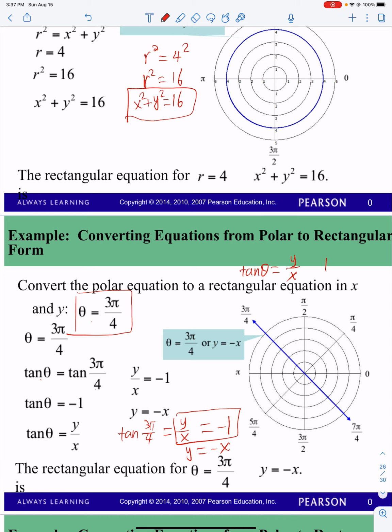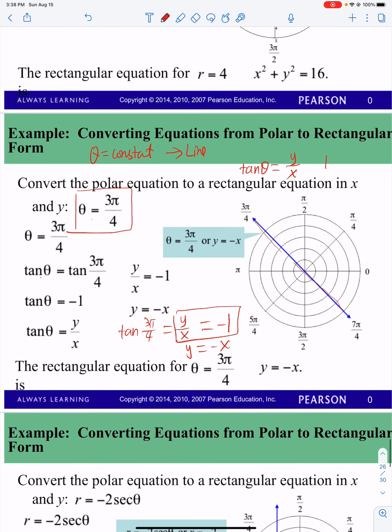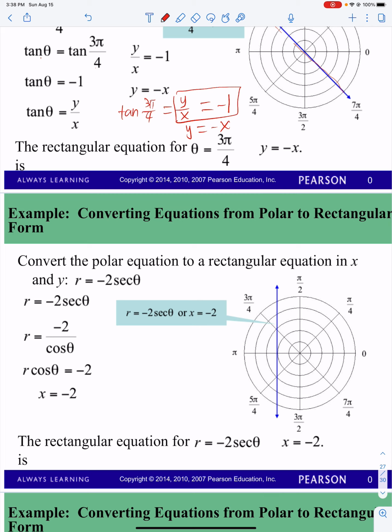Yeah? So in the polar coordinates, if theta equal to a constant, that's a line. So theta equal to a constant, it will be a line. And r equal to a constant, what will it be? It's a circle. Okay, so these are the two special graphs. These are the two special graphs. Okay, so then we wanted to do more.